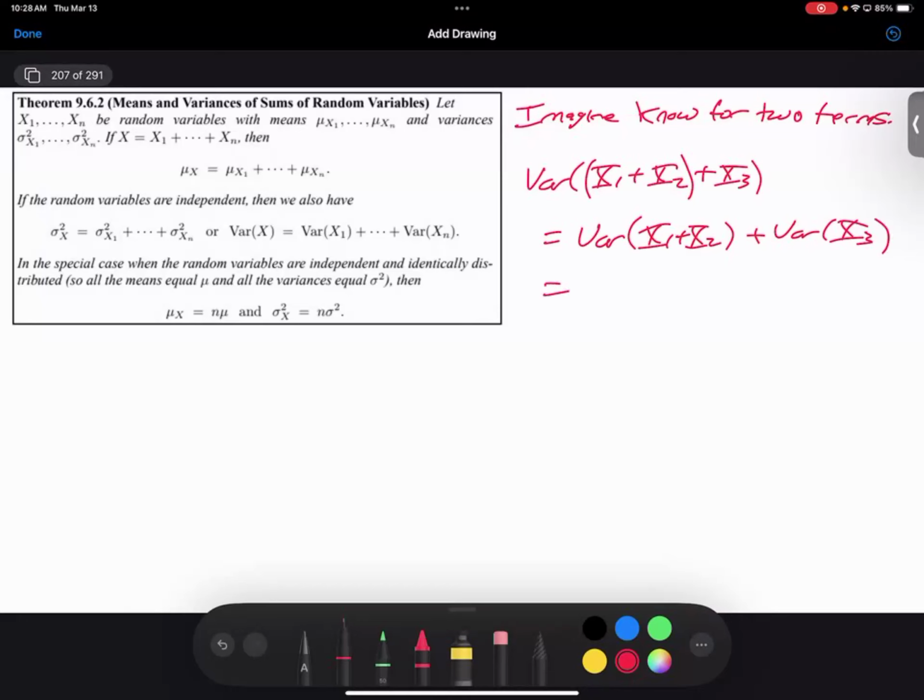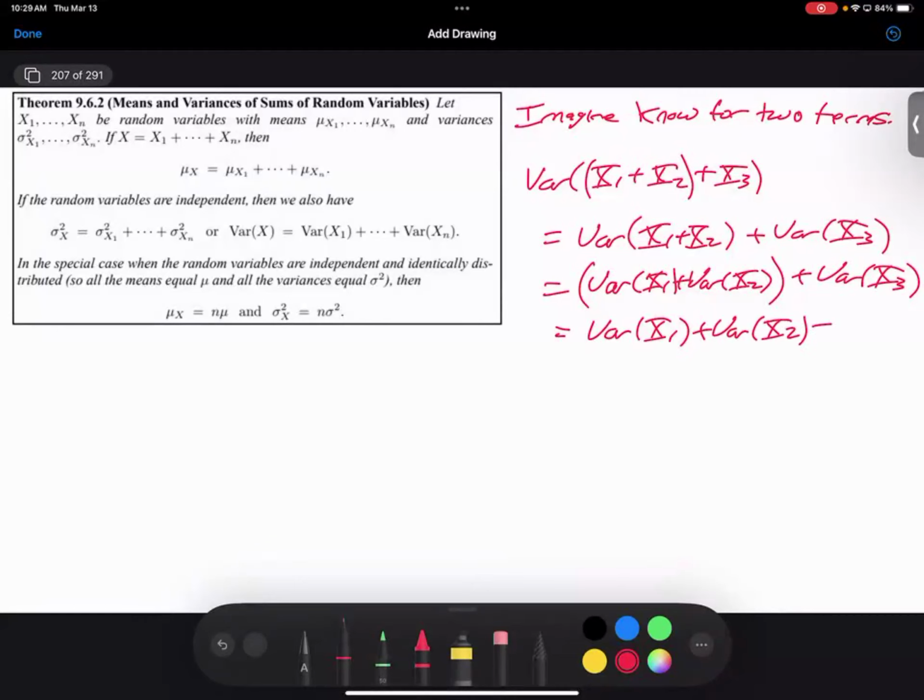But what's true about the variance of x1 plus x2? Good, so the variance of x1 plus x2 is? Right, so I'll put that in parentheses, variance of x1 plus variance of x2, plus the variance of x3. And now let's just drop all the parentheses, and it's just variance of x1 plus variance of x2 plus variance of x3.